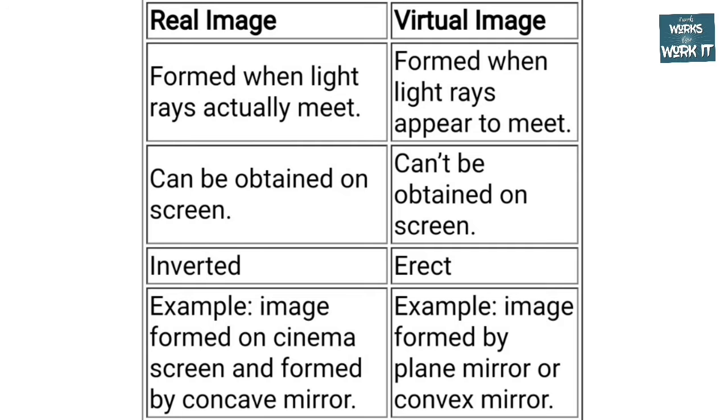An example of a real image is the image formed on a cinema screen. An example of a virtual image is the one formed by a plane mirror. A real image is formed by a concave mirror and a virtual image is formed by a convex mirror. About concave mirror and convex mirror we will see in the latter part of this video. So the image of our face formed by a plane mirror cannot be obtained on a screen. It can be seen only by looking into the mirror. So the image of our face in a plane mirror is an example of a virtual image.